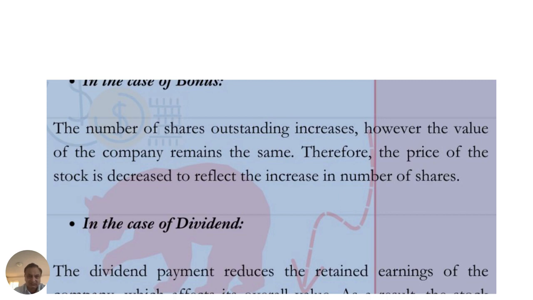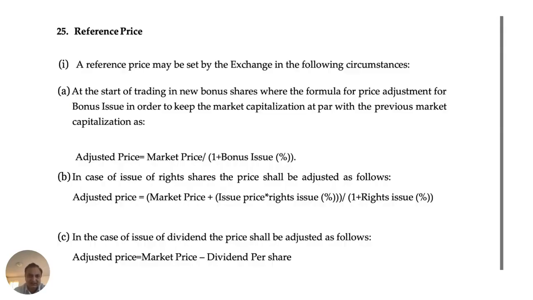Then you'll be wondering what happened. So how is it calculated? There are different formulas, and RSEBL has its own formula. How to calculate the adjusted price in the case of a bonus share, the adjusted price in the case of a right share, and the adjusted price in the case of a dividend per share. They will use these formulas and then readjust the price.